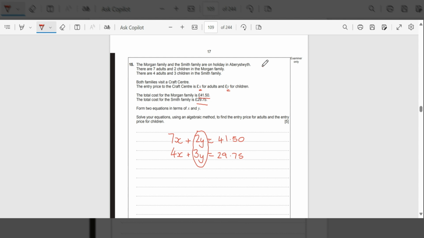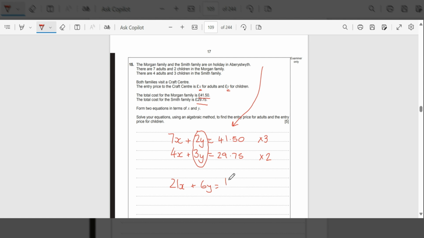It's hard enough, even if you can get to there and actually write them, if they do a wordy one, that would be great. Make the y's the same. We can make them both be 6 by tripling that one and doubling that one. We need to triple everything though. So we get 21x plus 6y, and we need to triple this as well.